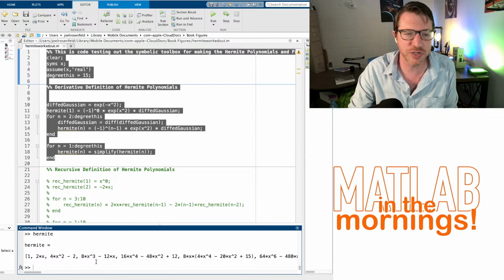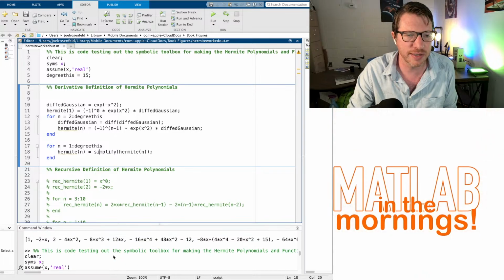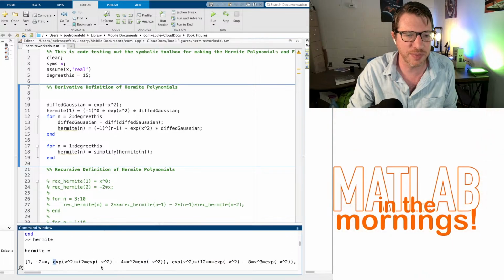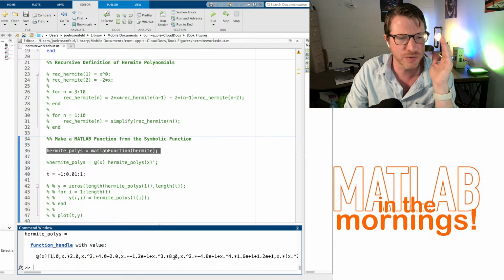So these are just clean polynomials. The simplify command told Matlab to look for things it can simplify and remove, and in this case it removed all of those exponentials that we had here previously, so it sort of distributed through and canceled. It's an implicit function inside of Matlab. So now I can just take Hermite polys and put a value inside of it, and I end up getting this row vector of all my values there.